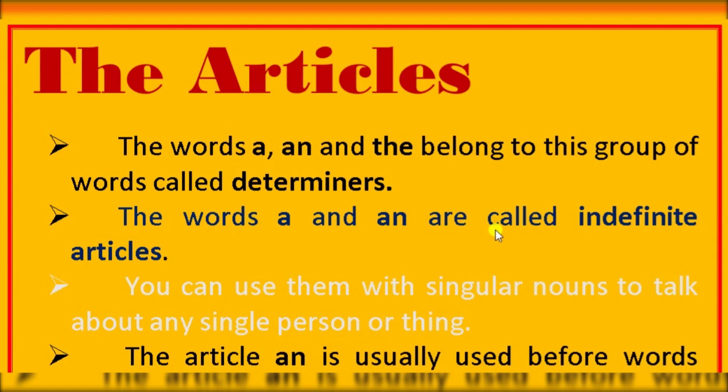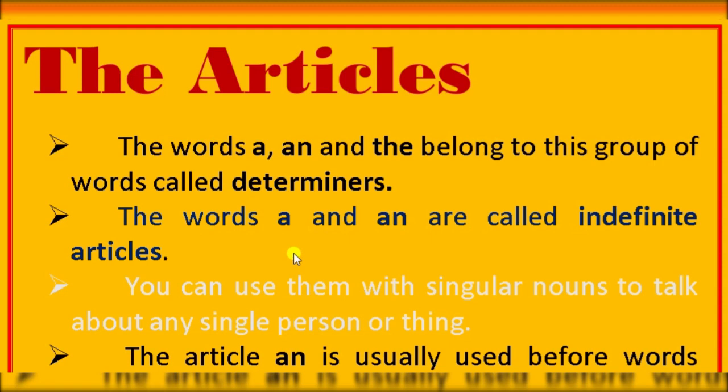In this class, you are going to learn articles, right? Are you ready? Okay, let us start. The words a, an, and the belong to this group of words called determiners, right? The words a and an are called indefinite articles.